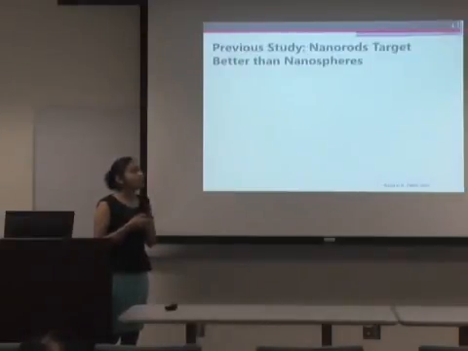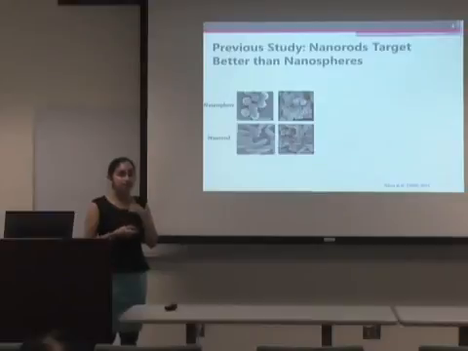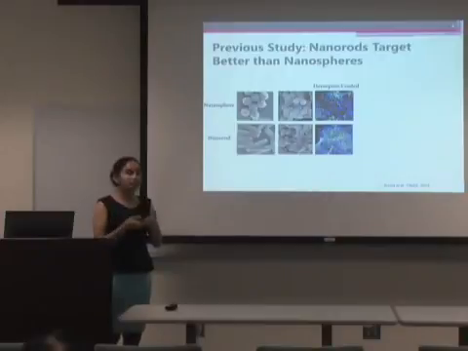In our lab, we've noticed in the past that nanorods behave differently than nanospheres. Here's a picture of 200 nanometer nanospheres and 350 by 100 nanometer nanorods. In this next image, I'm going to show you a 2D cell culture. Notice that the blue is the nuclei of the cells and the green is the fluorescence caused by the nanoparticles.